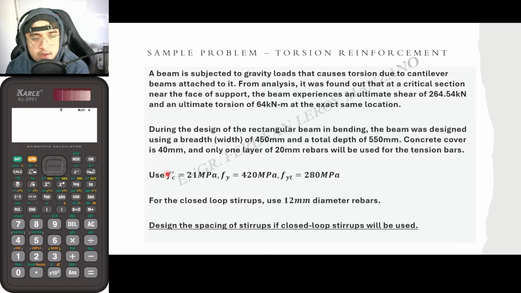For our parameters, we will make use of a compressive strength of concrete equal to 21 megapascals, the yield strength of the main bars as 420 megapascals, and the strength of our transverse bars equal to 280 megapascals. The transverse bars will be closed loop stirrups, and we will use 12 mm diameter rebars. In this problem, we will be designing the spacing of stirrups if closed loop stirrups will be used. Okay, so first things first.